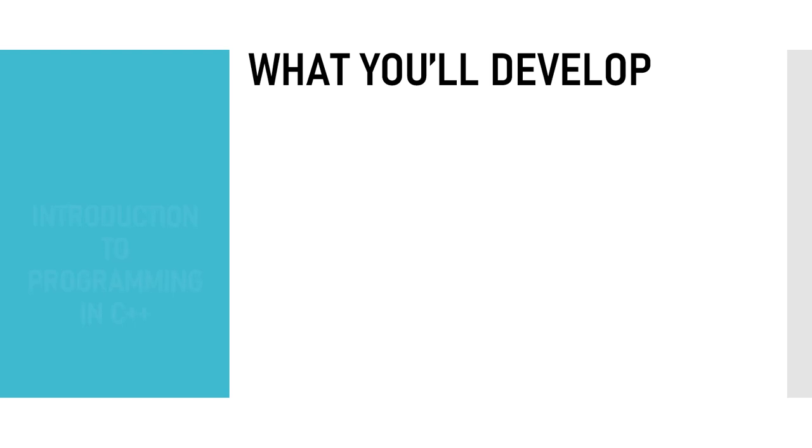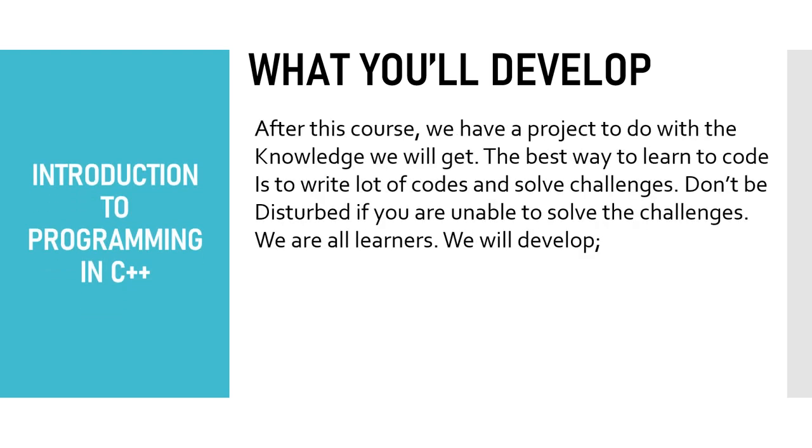And after the whole course, they say that the best way to learn programming is to write a lot of code, solve a lot of challenges. So we are going to develop a few things. After this course, we have a project to do with the knowledge we will get. So the best way to learn to code is to write a lot of code and solve challenges. Now, when you start, you wouldn't be familiar with the code and other things, so you'll be disturbed when you're unable to solve the challenges. No, that isn't going to help you learn it. We are all learning, and even if you're unable to solve it, just keep calm. We are going to do our best to help you develop your interest in that. This is a new thing, right?